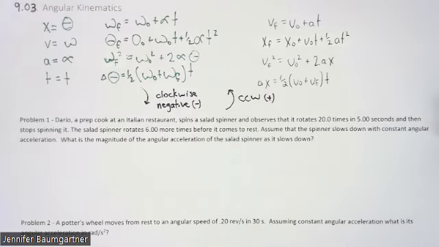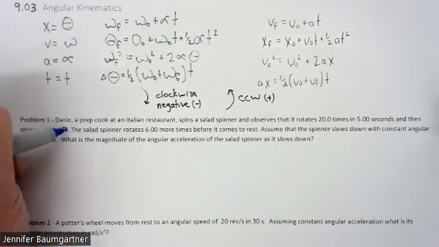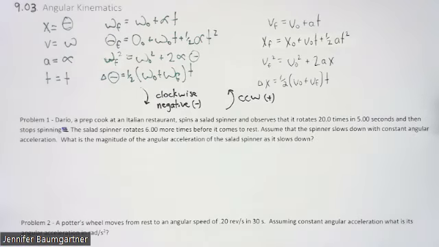So let's look at a couple of sample problems. Dario, a prep cook in an Italian restaurant, spins a salad spinner and observes that it rotates 20 times in 5 seconds and then stops spinning. Whoops, that's a typo. The salad spinner rotates 6 more times before it comes to rest. Assume the spinner slows down with constant angular acceleration. What is the magnitude of the angular acceleration of the salad spinner as it slows down?